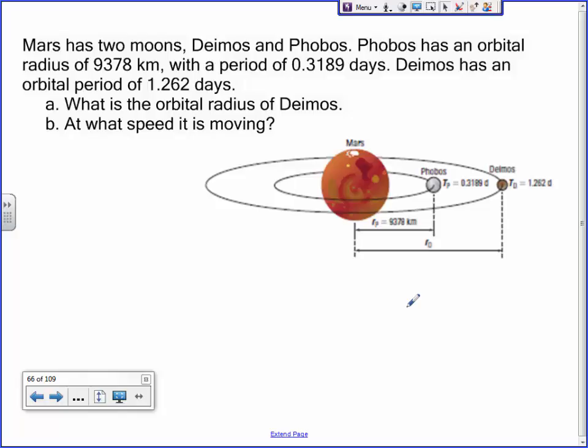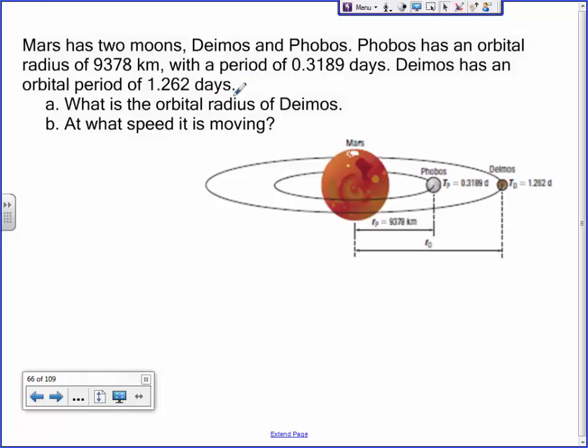Jupiter and Saturn have like 30. So here's one, I don't even know if that's it, right? Deimos and Phobos, I don't know. So what they're able to figure out here is that Phobos has an orbital radius of this and a period of this. And Deimos has a period of this. We want to find its radius.